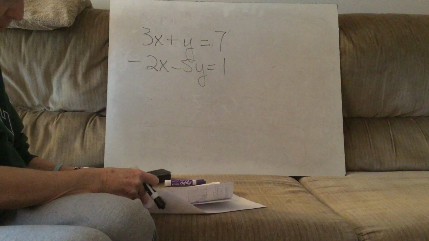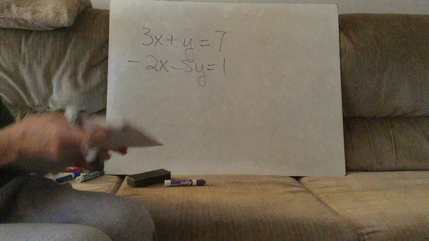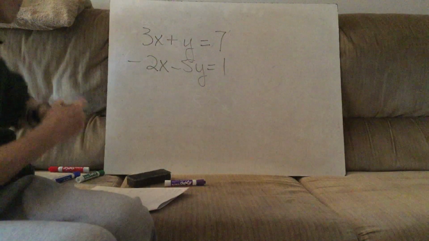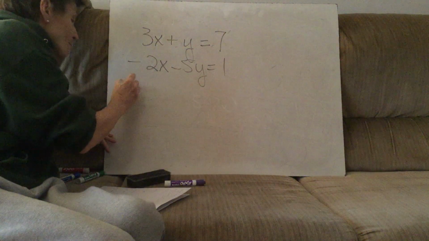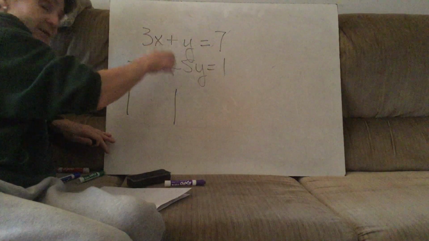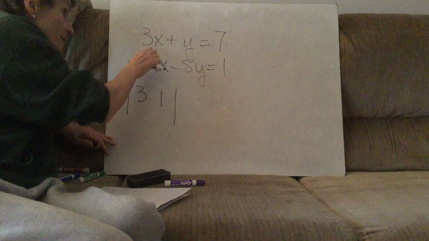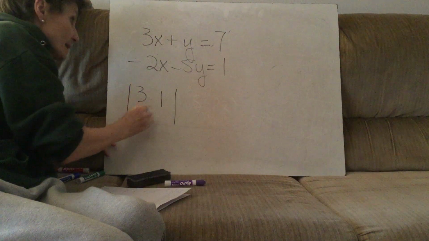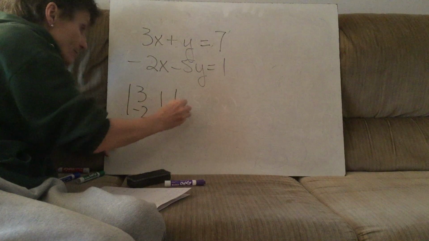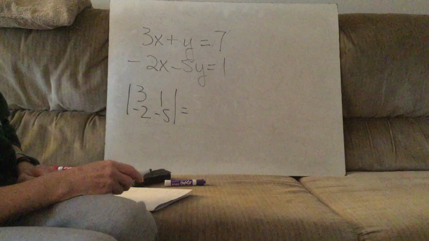All right, so here we go. What is our strategy with Cramer's rule? Well, step 1, we make a determinant of the coefficients on the variables. So 3, 1, negative 2, negative 5.